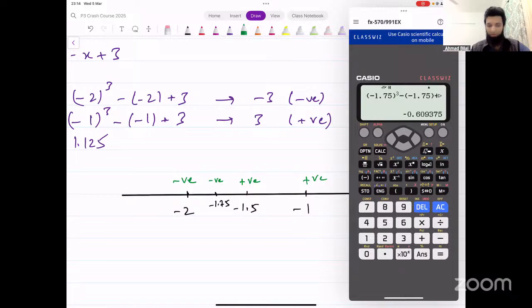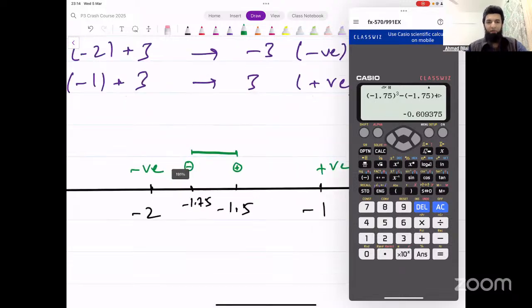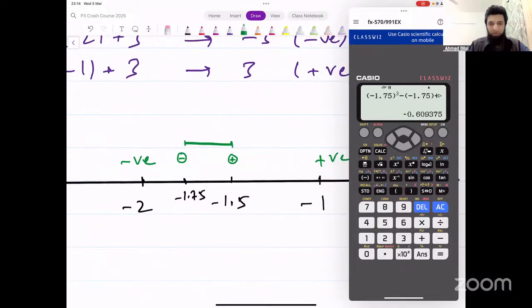What does that mean? Now we have narrowed down the range even further, that now it's between -1.75 and -1.5. The actual solution is going to be somewhere between these two values, between -1.75 and -1.5. Now we can narrow down the interval even further. Try a value in between these two values.